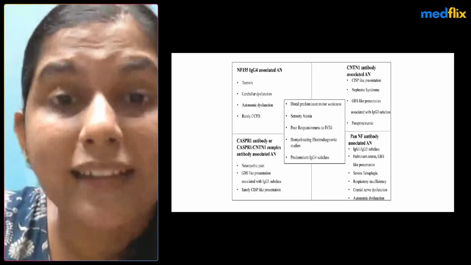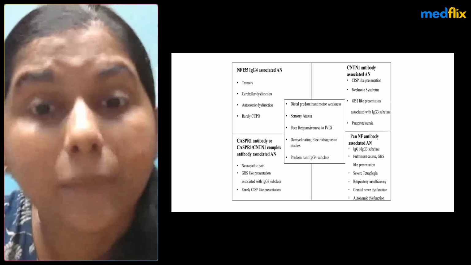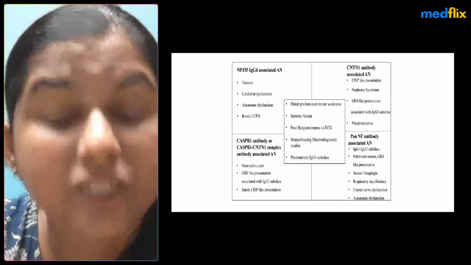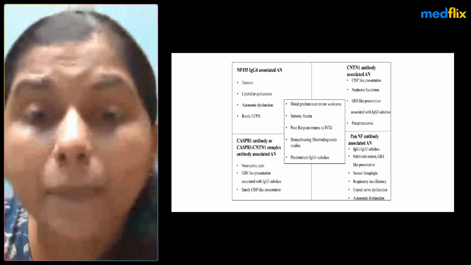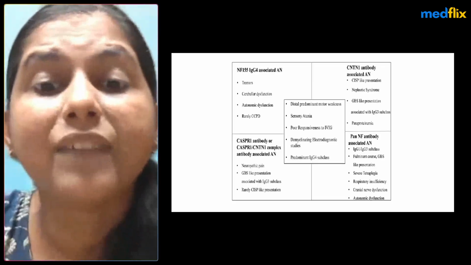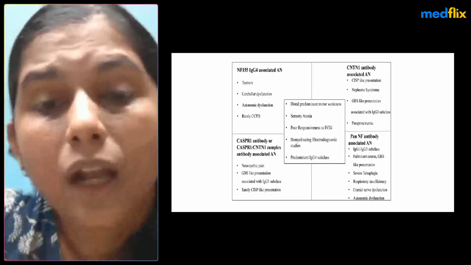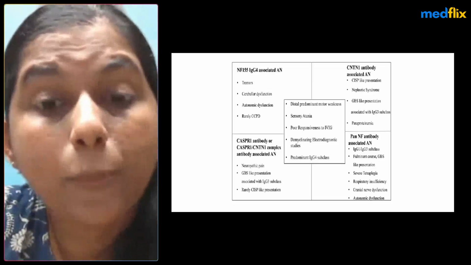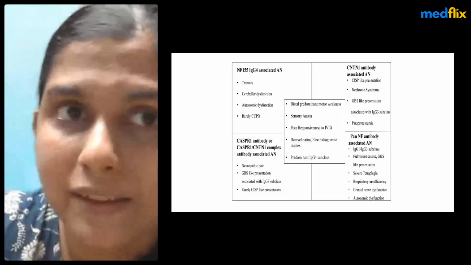One is NF155, which is associated with tremor, cerebellar dysfunction, and autonomic dysfunction. Rarely they can have central and peripheral demyelination. Then we have Caspr1, or the contactin antibody, and they can have neuropathic pain. This can also have a GBS-like presentation.